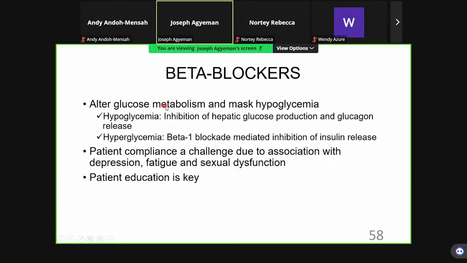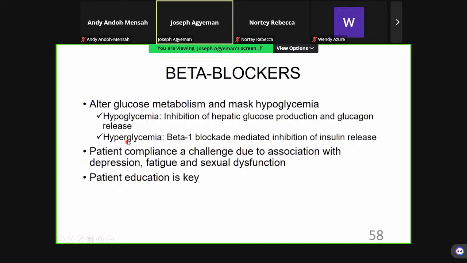How do they do it? Beta blockers can cause both hypoglycemia and hyperglycemia. Clinically not significant though, but it's still something that occurs. How do they cause hypoglycemia? They can cause the inhibition of hepatic glucose production and glucagon release. Beta blockers can block glucagon release, which means you are not going to break down your stored glycogen to glucose because glucagon has been inhibited. Then gluconeogenesis too will be inhibited. In this case, you are getting hypoglycemia.